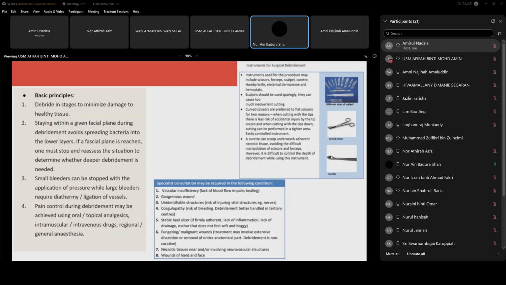higher risk of damaging the surrounding tissue. Small bleeders can be stopped with the application of pressure, while a large bleed can require diathermy or ligation of the vessels. Pain control during debridement may be needed and achieved using oral or topical analgesic, or IM or IV drugs, regional or GA. Next.